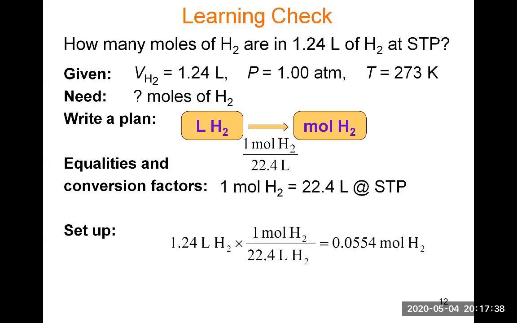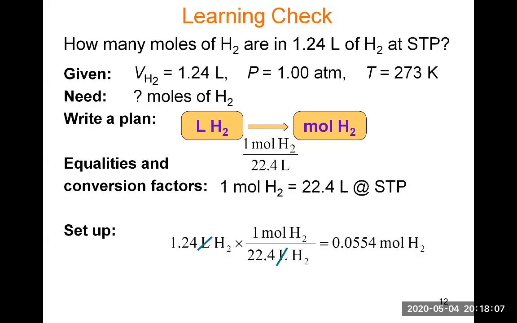You start with the given amount of 1.24 liters of hydrogen. You multiply by the conversion factor that is obtained from the molar volume. That says 1 mole of hydrogen is equal to 22.4 liters of hydrogen. And you write it such that the liters cancel. Liters of hydrogen cancel, and we're left with moles of hydrogen.